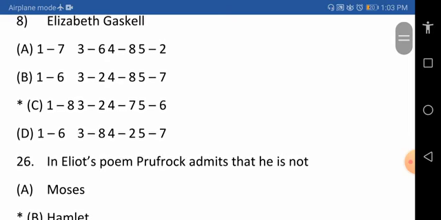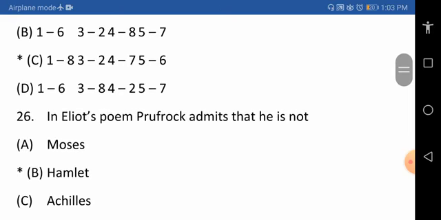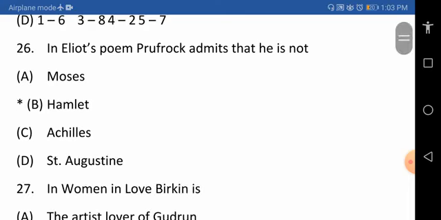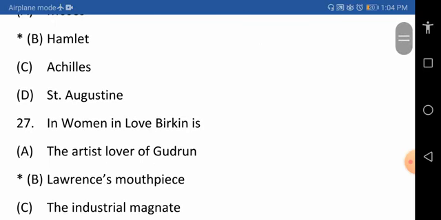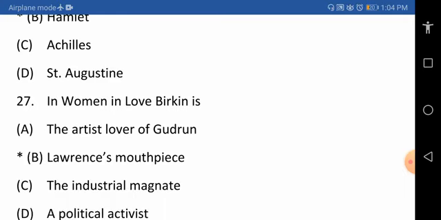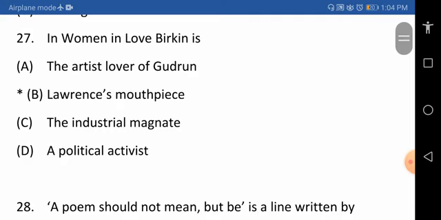So let's move to the next question, that is 26th. In Eliot's poem, Prufrock admits that he is not a Hamlet. He himself admitted that he is not a Prufrock, that is Hamlet. 27th question is, in Women in Love, Birkin is the Lawrence's mouthpiece.